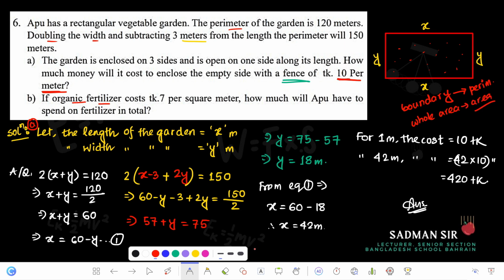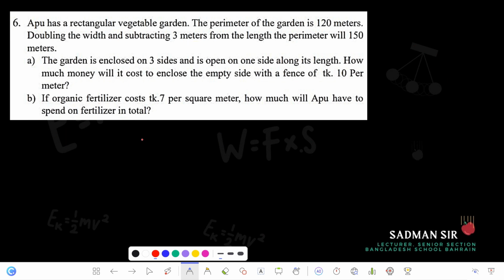So I think I need another slide for this. I'm moving to the next slide. The organic fertilizer costs taka 7 per square meter. How much will OPPO have to spend on fertilizer in total? Okay. So to find the total cost, we need to find the total area. And we know that the area of the garden, which is a rectangle, will be length into breadth. Length we found to be 42, and breadth we found to be 18. So 42 into 18 will be meter square. And the value is most probably 756.